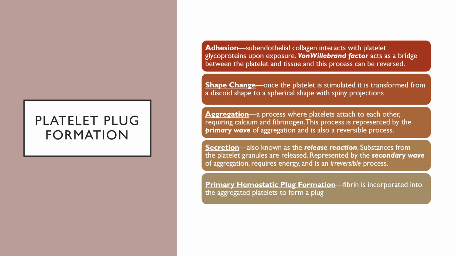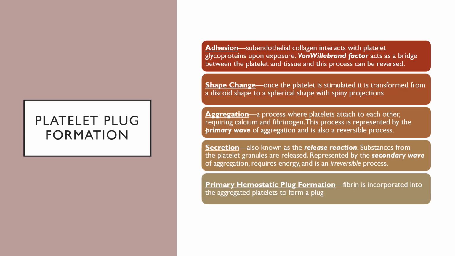We know that there are different actions that have to occur before a successful platelet plug formation can occur. And we've mentioned them: adhesion, shape change, aggregation, secretion, etc. But what exactly is happening during each step? So let's break it down.